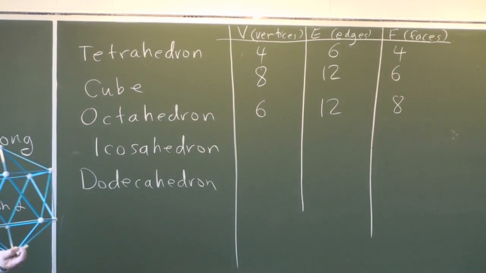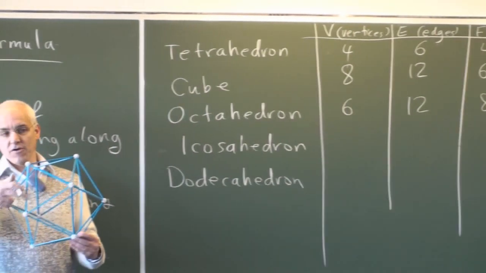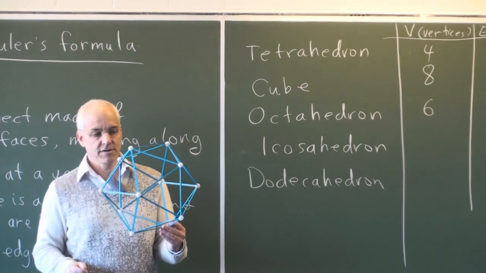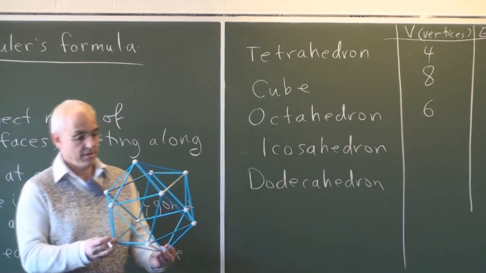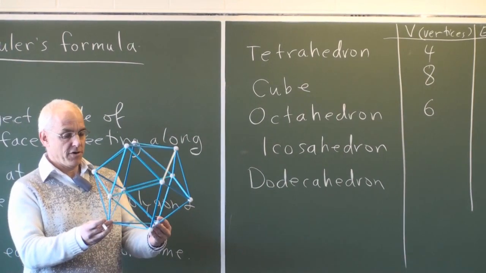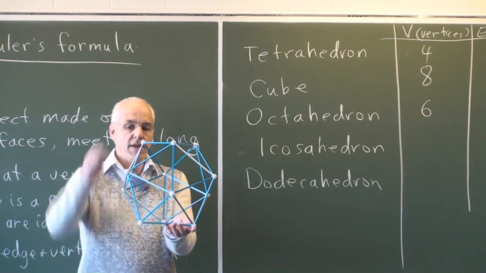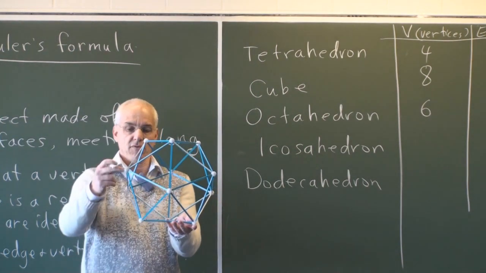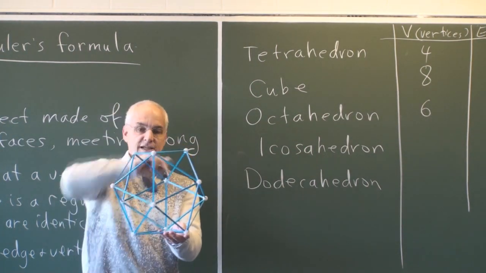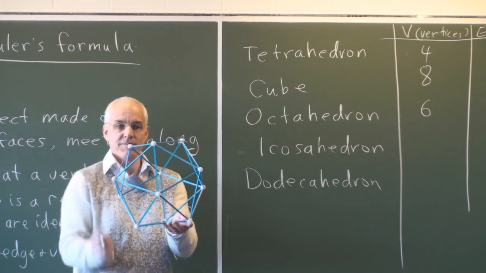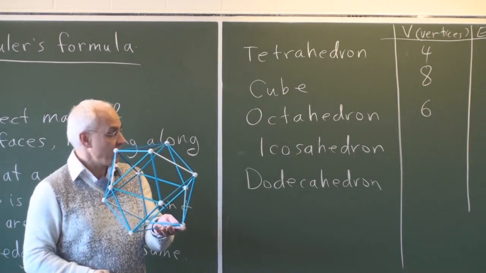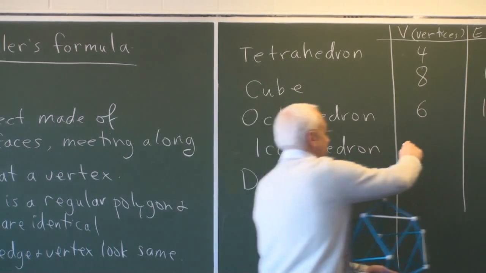The icosahedron is made up of triangular faces. And, well, how many vertices are there? Let's put them like this. So there's 3 on the bottom and 3 on the top, and then there's a sort of a ring of 6 around the middle. So we have 12 vertices.